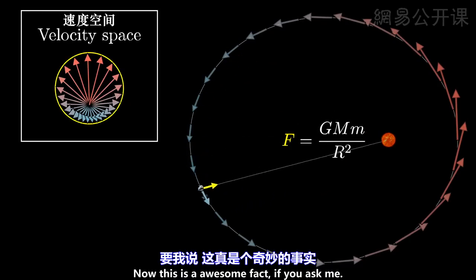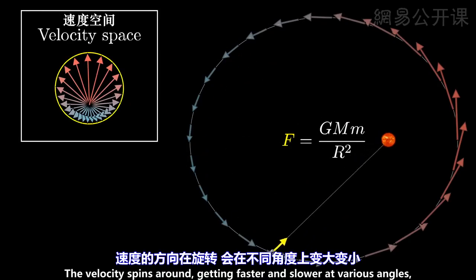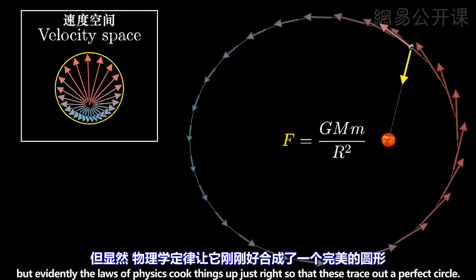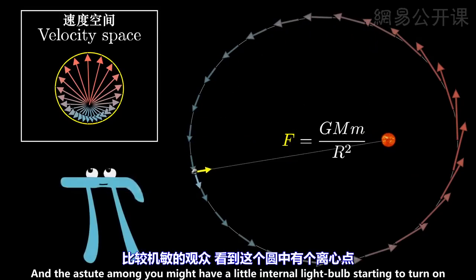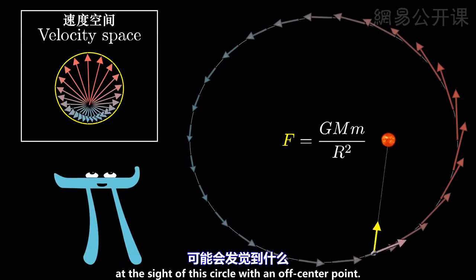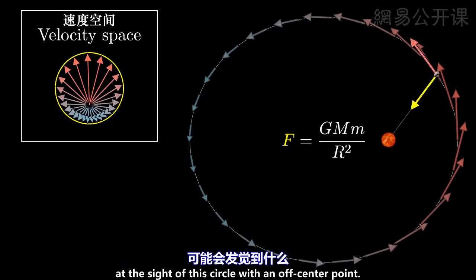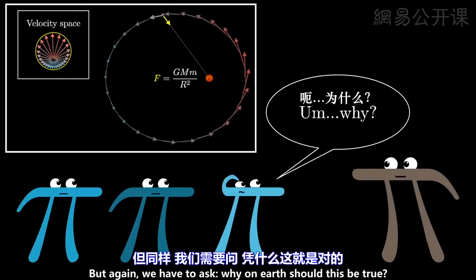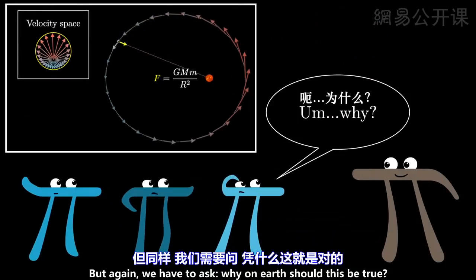Now this is an awesome fact, if you ask me. The velocity spins around, getting faster and slower at various angles, but evidently the laws of physics cook things up just right so that these trace out a perfect circle. And the astute among you might have a little internal light bulb starting to turn on at the sight of this circle with an off-center point. But again, we have to ask, why on earth should this be true?